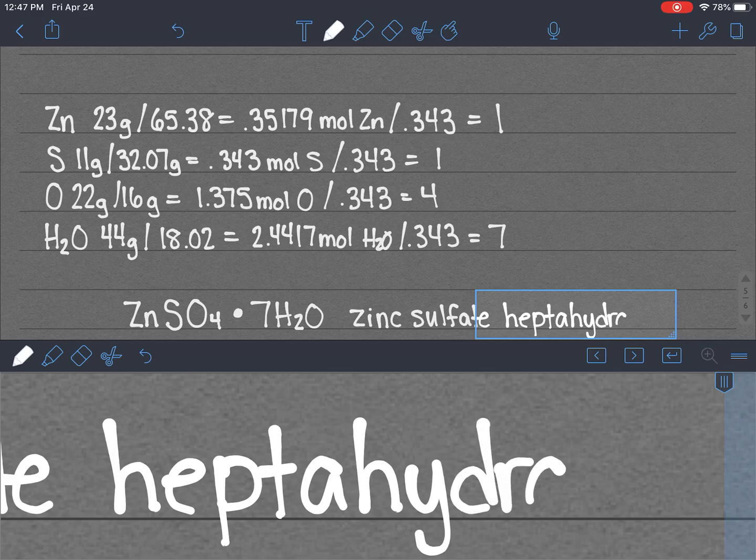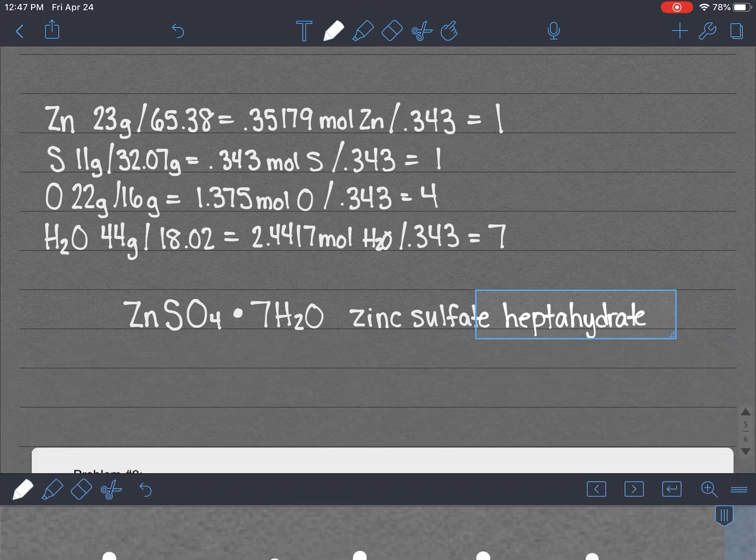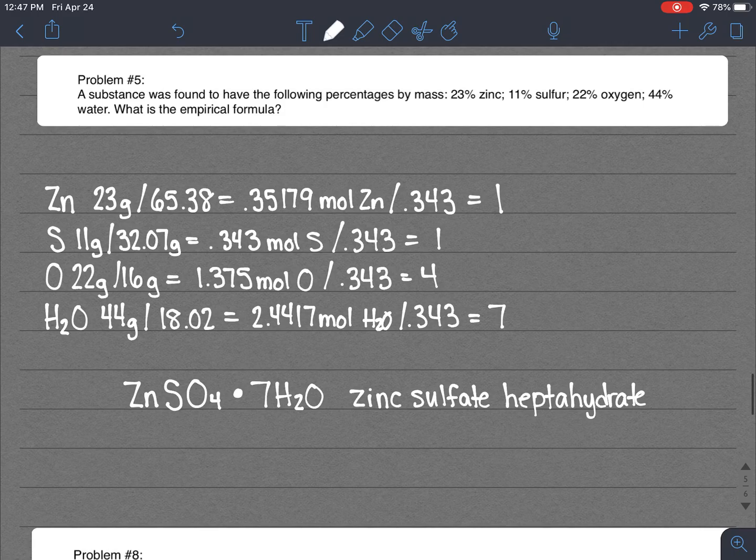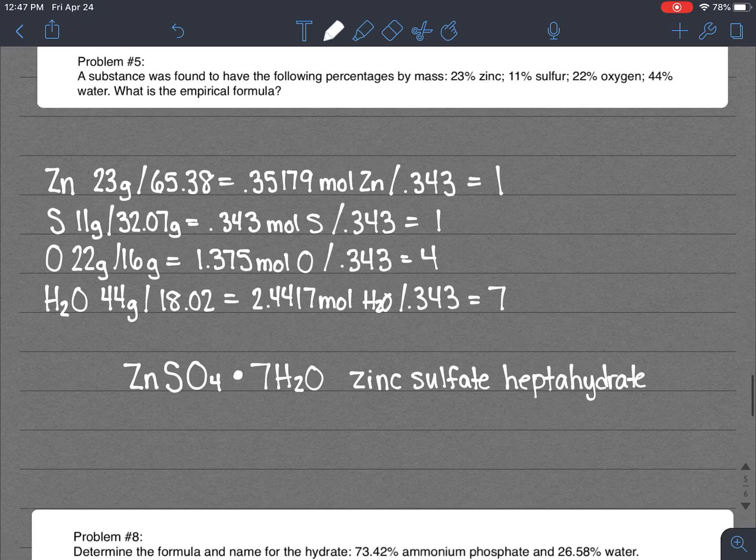So don't be intimidated by problems that give you a lot of percentages like this one did. Really just go back to your empirical formula knowledge, set everything up individually in the order that it appears in the problem. Divide by the molar masses of everything that you're given, and then look at your moles and divide by the lowest number there. That should give you the exact numbers for the formula, and you should be good to go. So again, don't be intimidated by that.